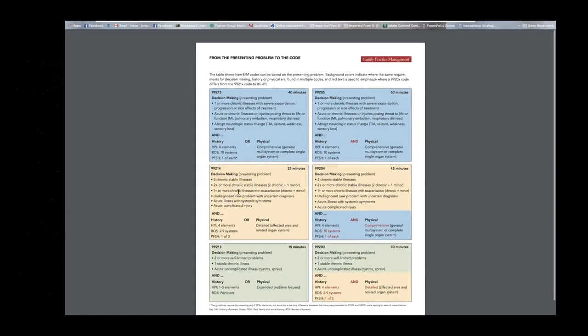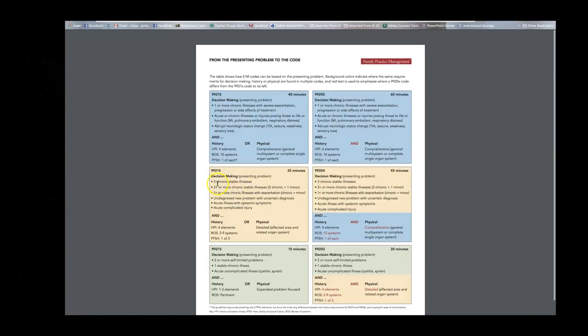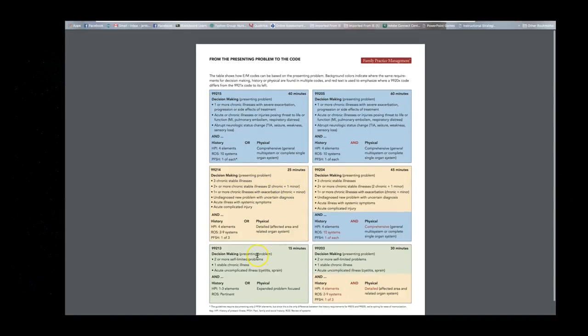Your 99214, same thing, but it's 3 chronic stable illnesses, 2 or more chronic stable. You see how confusing this could be? So again, I don't expect you to know this.